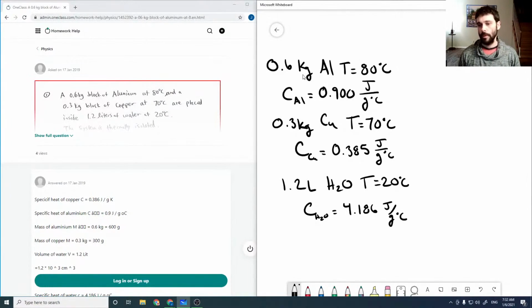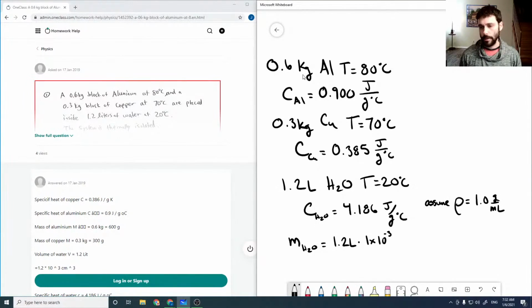And we're going to assume that the density for water is 1 gram per mil, meaning that our mass of H2O is 1.2 liters times 1 times 10 to the 3 mils per liter, so not minus 3 but plus 3, sorry, times the 1.0 grams per mil, giving us 1.2 times 10 to the 3 grams of water.